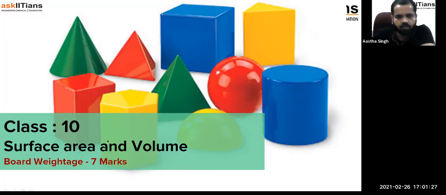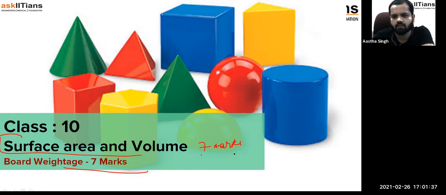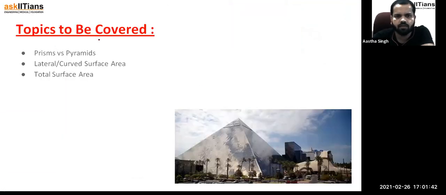So, guys, today we'll do a session on surface area and volume for your 10th standard. This topic is very important from your course perspective and also for your Olympiads and various competitive exams. Let me share my screen. So your surface area and volumes carries a board weightage of 7 marks. Let us see what we'll study today.